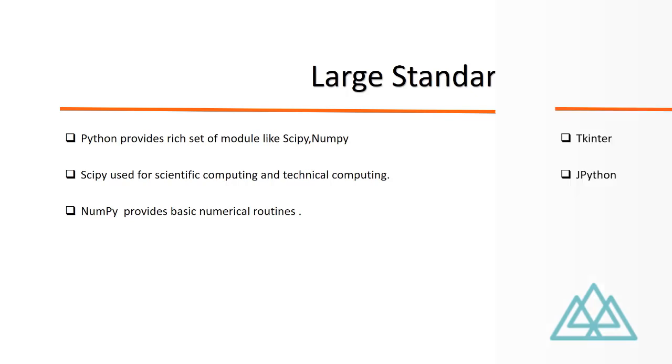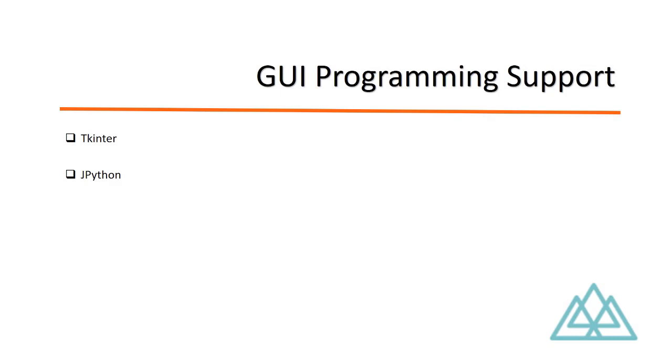And the sixth one, GUI programming support. Graphical user interfaces can be developed using Python. Like, there are lots of modules in Python like Tkinter, JPython, Qt, etc. There are lots of modules. By using them, you can develop your GUI in Python programming.